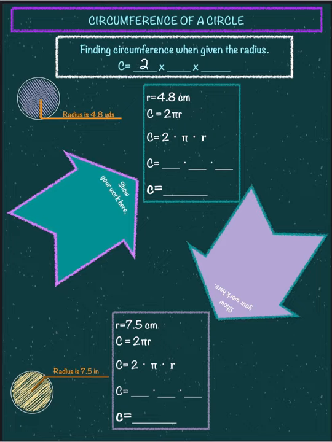Now we're going to look at circumference of a circle when you're given the radius. So the formula that you're going to use is circumference equals 2 times pi times the radius. In our first example, we're going to use 4 8/10. So we're going to write 2 times 3.14 times 4 8/10.